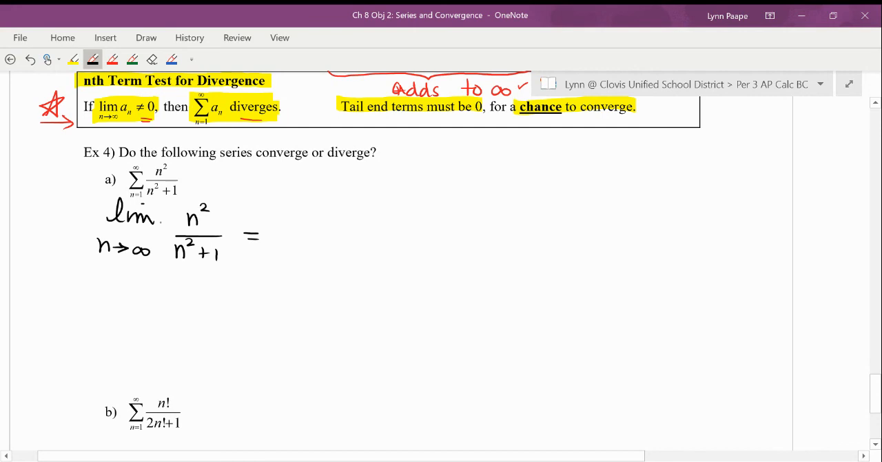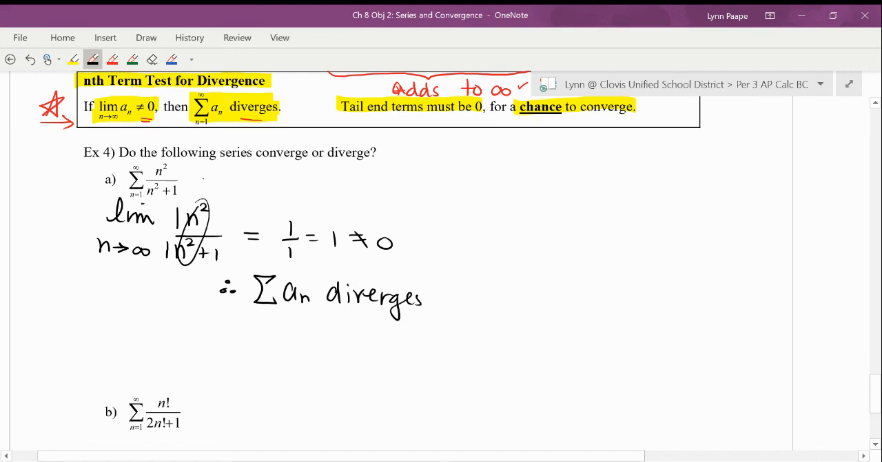So these are equal power. Because they're equal power growing at the same rate, that limit would be equal to 1 over 1, which is 1. So is that 0? That is not 0. So then therefore, if I tried to add up those terms, right? Look at that infinite series, it would not add up to anything. It would diverge.